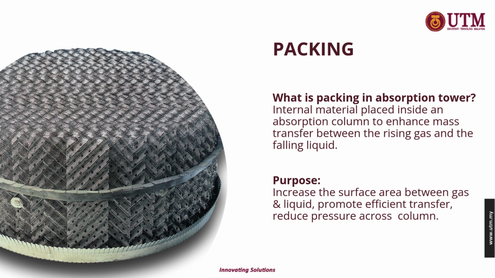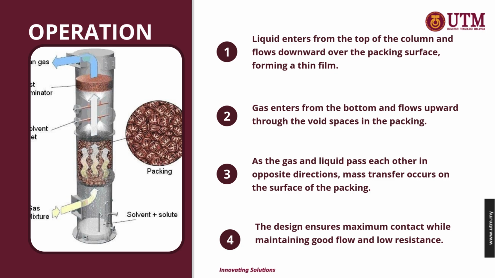So the main purpose of the packing is to increase the surface area available for mass transfer without significantly increasing the pressure drop. When gas rises and liquid flows downwards through the packing, the increased surface contact improves the absorption efficiency. So this allows the target gas component to be effectively absorbed into the liquid phase. This is critical in processes like gas purification, scrubbing, and also chemical absorption. We know that absorption towers are widely used in gas purification, air pollution control, and chemical processing, offering a reliable and continuous method for selective removal of gas components.